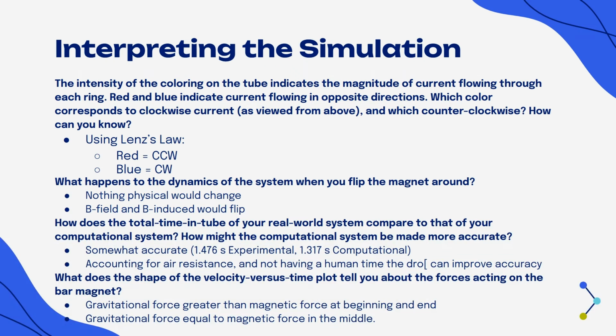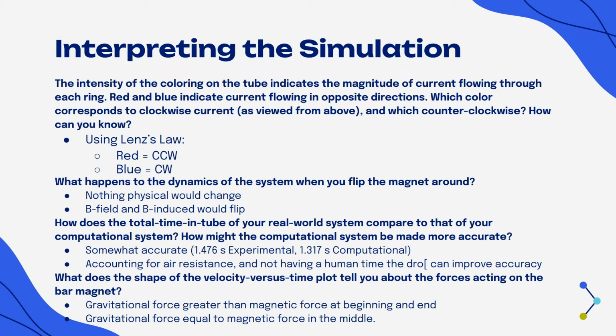Interpreting the simulation: the intensity of the color in the tube indicates the magnitude of the current flowing through each ring. Red and blue indicate current flowing in opposite directions. Which color corresponds to clockwise current and which is counterclockwise? How can you know? Using Lenz's law, it's found that red is counterclockwise, which is above, and blue is clockwise, which is below. What happens to the dynamics of the system when you flip the magnet around? Well, nothing physical would change, but the B field and B induced fields would flip.